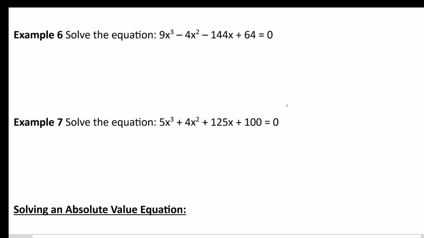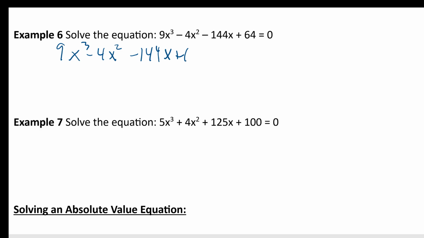You have 9x cubed minus 4x squared minus 144x plus 64. So I'm going to factor this by grouping. 9x cubed, I apologize. 9x cubed minus 4x squared minus 144x plus 64. So I'm going to group the first two together. Now watch this. See how it says minus here, and that's a plus? If I were to group these together, I'm going to have to change this sign because minus a negative makes it plus like it was originally.